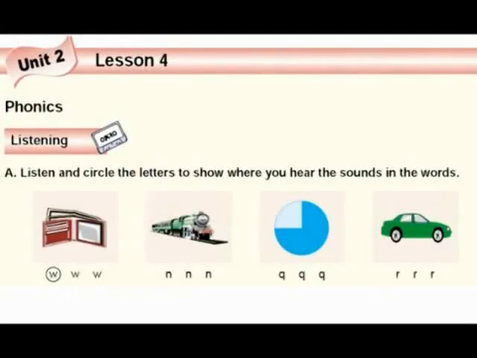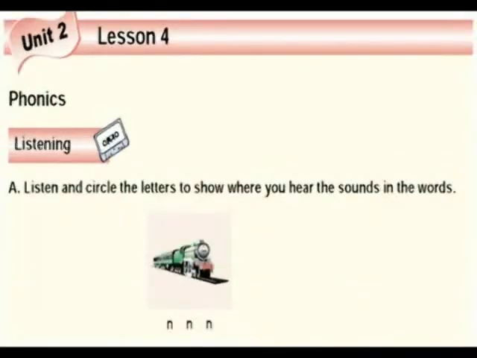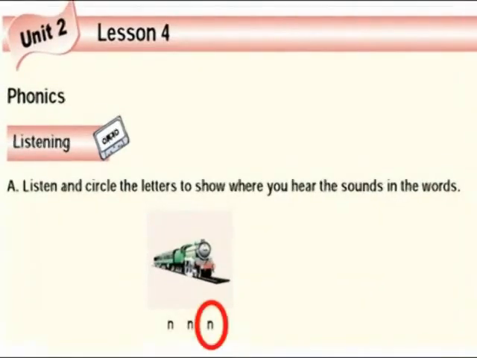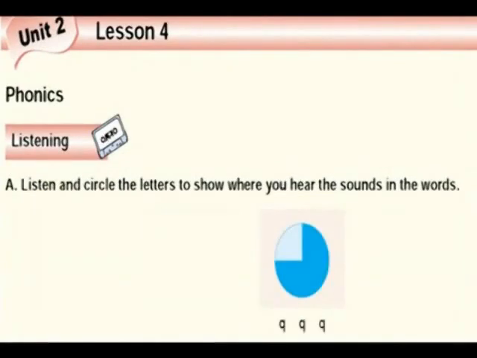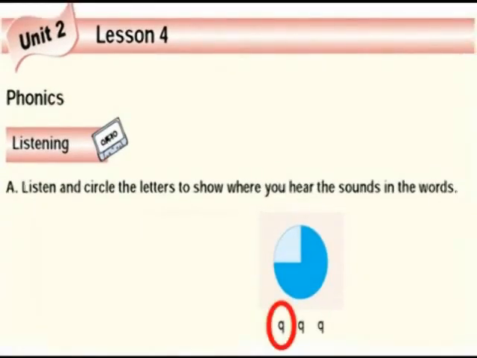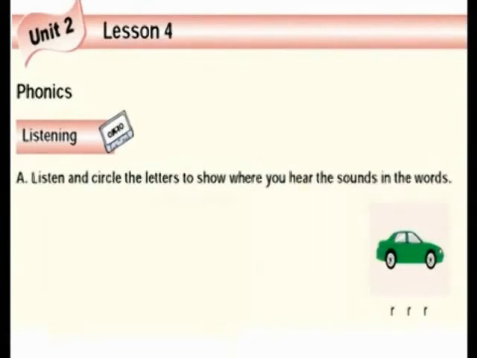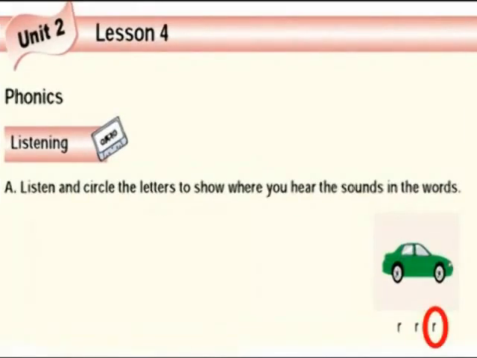Unit 2. Lesson 4. Page 18. Phonics. Task A. Listen to each word, then circle the letters to show where you hear the sound. Start from left to right. Line 1. Wallet. Train. Quarter. Car.